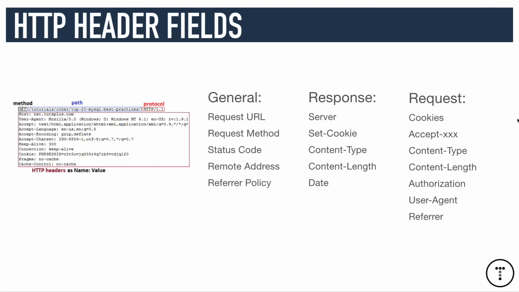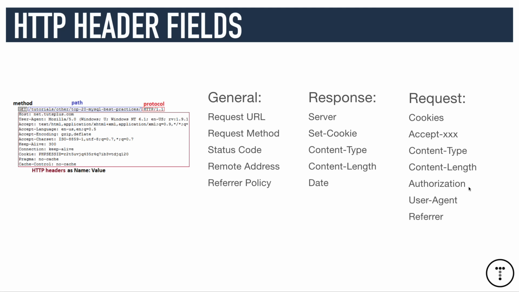So some common request fields are cookies. Now, if you have a cookie that was previously sent by the server and you need to send it back to the server, you would do it in this field. You also have a bunch of accept fields, like Accept-Encoding, Accept-Charset, Accept-Language. These are just the different encodings and languages and stuff that the client is able to understand. Content type, again, so if you're sending data, like let's say you're sending JSON, you'd want to set this to application/json. And then you also have content length as well.